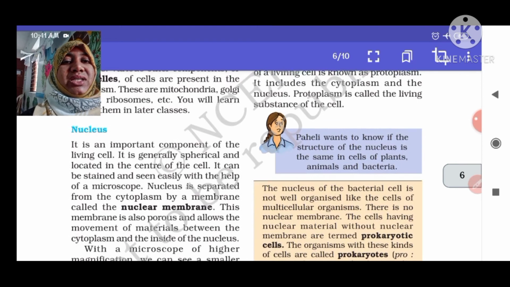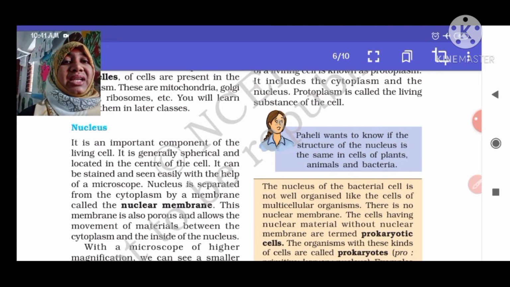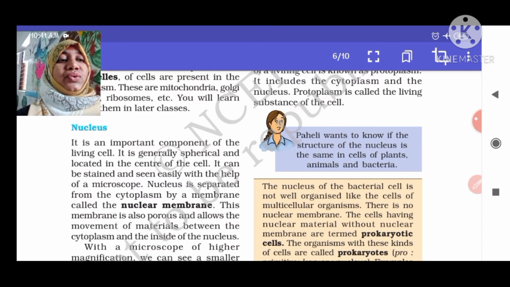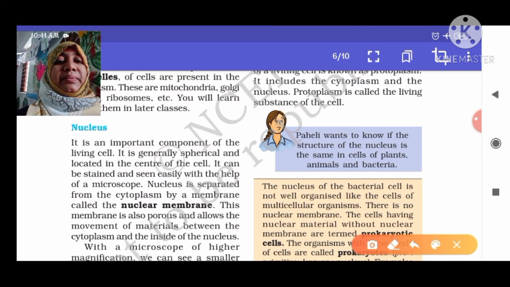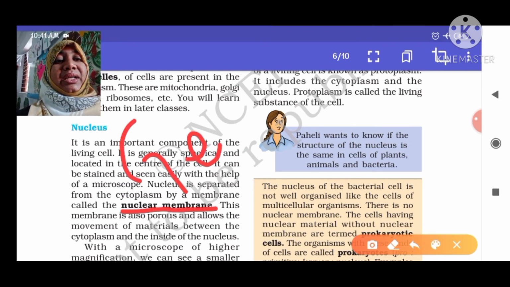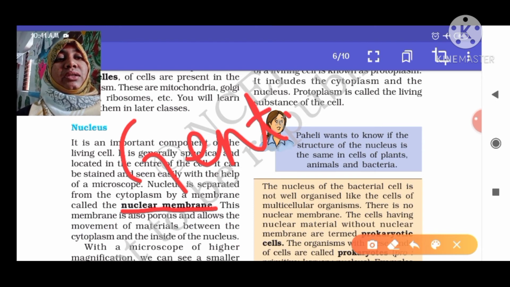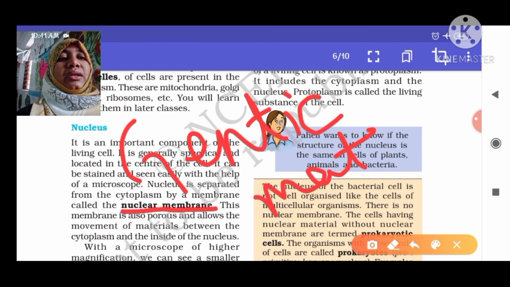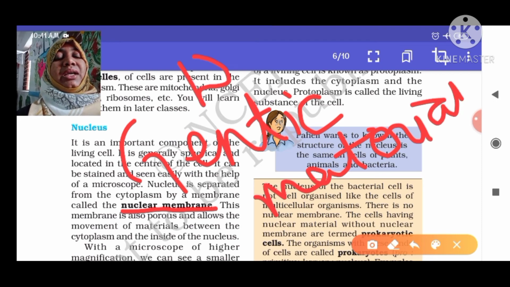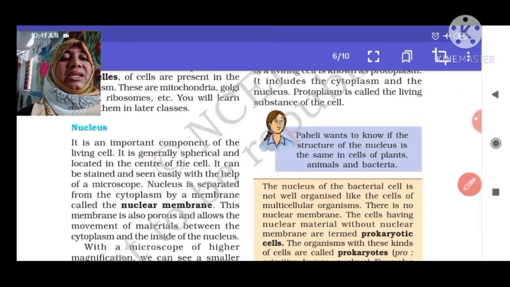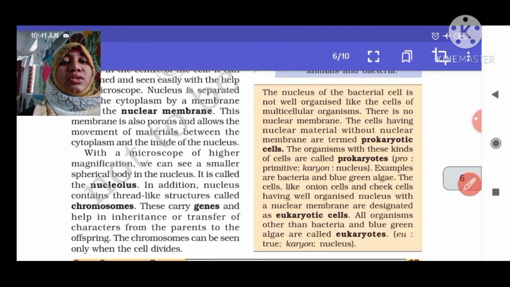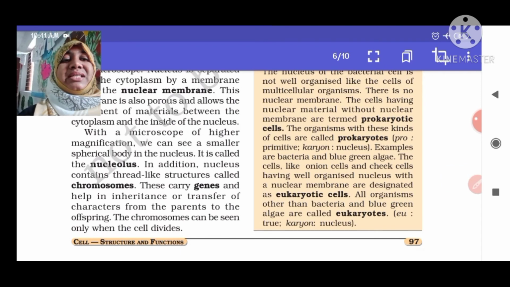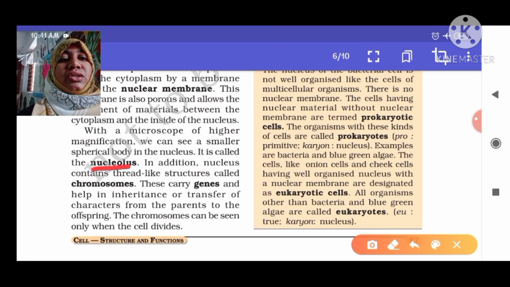Next is the nucleus. What is the importance of the nucleus, and what does it consist of? As you can see, if you go through the lines, it will be very useful for you. In general, the nucleus contains the genetic material, that is nothing but DNA. The nucleus is not only one thing, it has many other components like the nucleolus. In addition, the nucleus contains thread-like structures called chromosomes.